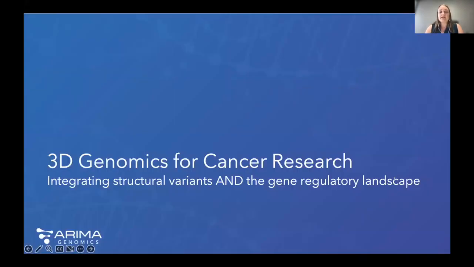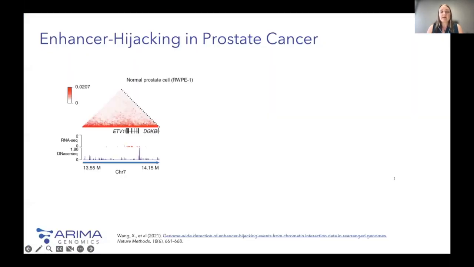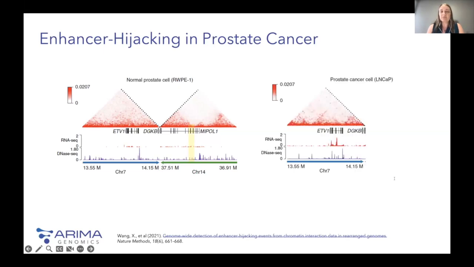Now, in the last section today, I'd like to show one example of how we can integrate these structural variant analyses with the gene regulatory analyses using 3D genomics data. Here I'm showing the interaction landscape around a gene ETV1 on chromosome 7 in a normal prostate cell. And next to it is the interaction landscape on chromosome 14 in the neighborhood of another gene, MYPOP1. And in the normal cells, these genes have very little interaction between them since they are on two separate chromosomes.